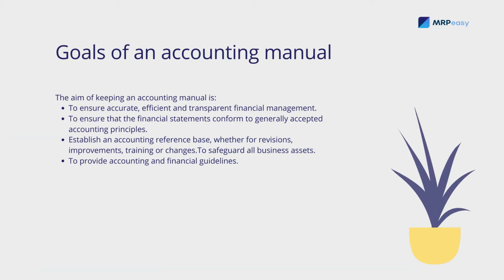The aim of an accounting manual is to ensure accurate, efficient, and transparent financial management, to ensure that the financial statements conform to generally accepted accounting principles, to establish an accounting reference base, whether for revisions, improvements, training, or changes, to safeguard all business assets, and to provide accounting and financial guidelines.